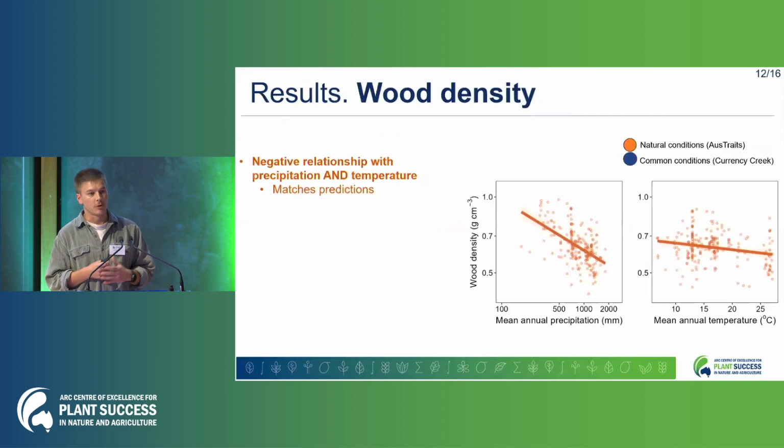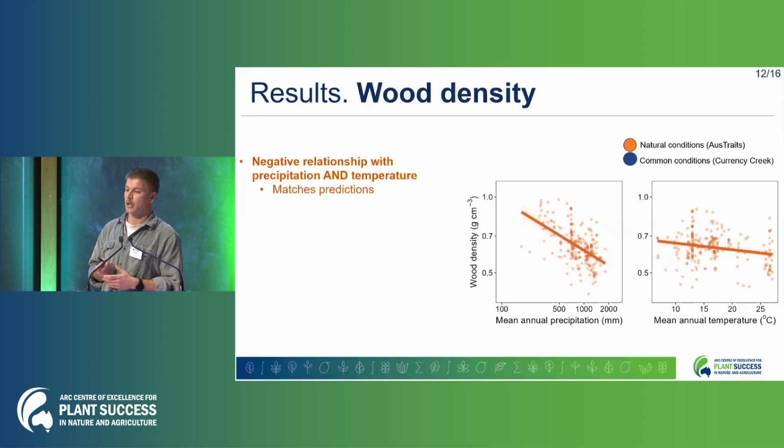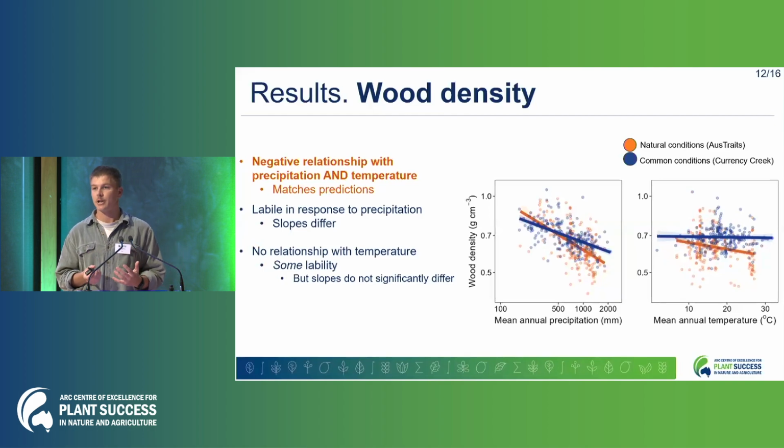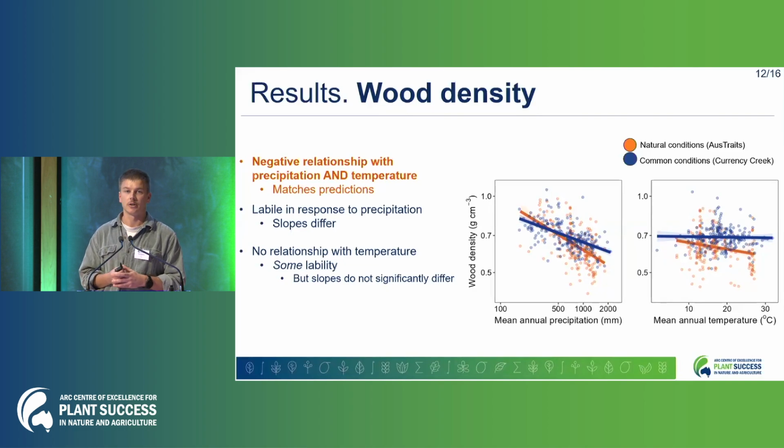And this is supported with both in the natural conditions where we have these negative relationships, but you can see again, it's a stronger relationship with precipitation. And in common conditions, again, this negative relationship with precipitation remains, but it is a slightly flatter slope, indicating that there's some lability in this trait in response to precipitation, whereas there's actually no relationship with temperature in the common garden. So this suggests that there's some degree of lability in this relationship, but those slopes actually don't significantly differ.